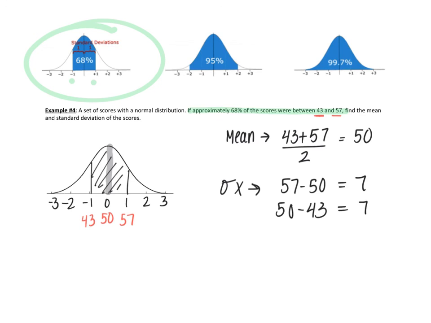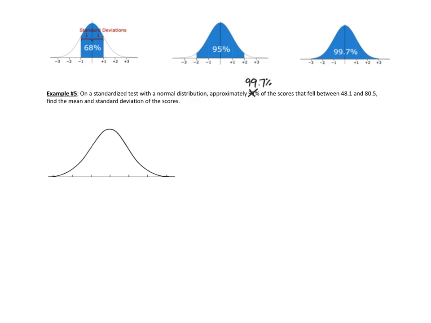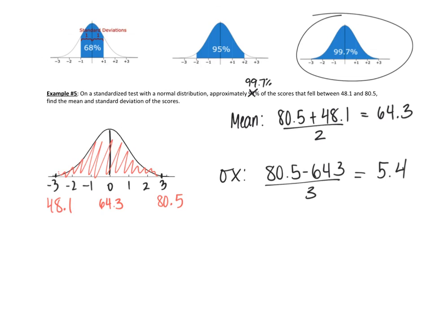Okay, this last one, I'd actually like you guys to try on your own. So this is all the information you need, and then hit resume when you're ready for the answer. Okay, here it is. So first what I did was I set up my z-scores, and I knew that 99.7% were between 3 standard deviations. So I put the 48.1 at -3 and the 80.5 at +3.